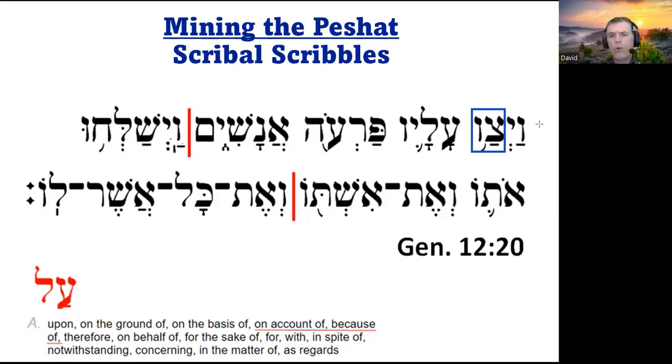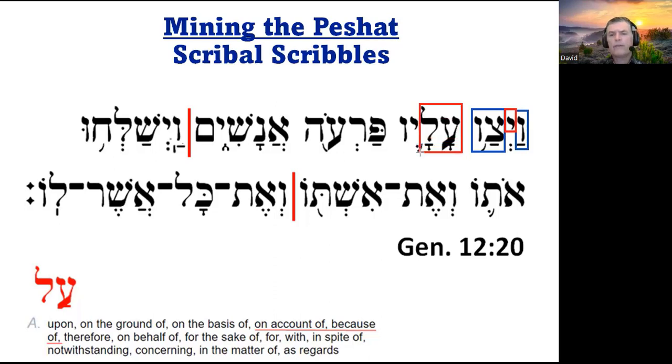So let's take a look at what we'd call the baggage or the add-ons. We've got a vav conversive here, the vav meaning and. The conversive aspect reverses the tenses. A prefixed yod, which is the third person masculine singular pronoun for the imperfect, meaning he will do something. So if the root means to command, he will command. And then the vav conversive reverses the tenses of that, and it becomes and he commanded. So and he commanded alav.